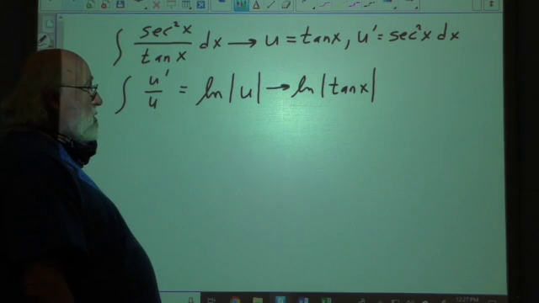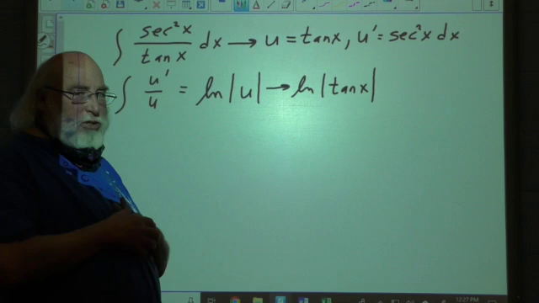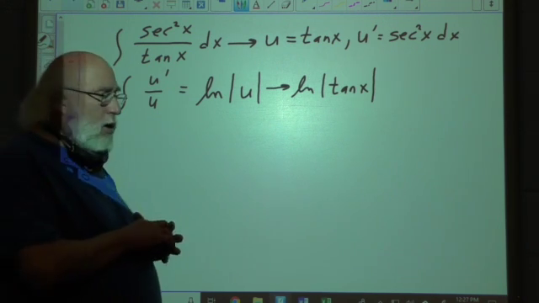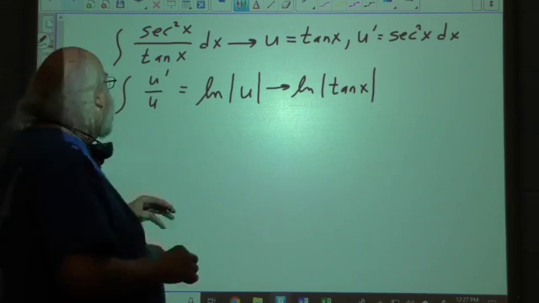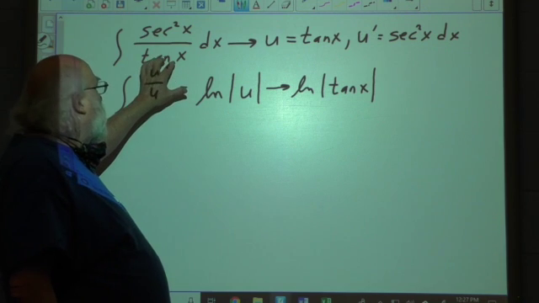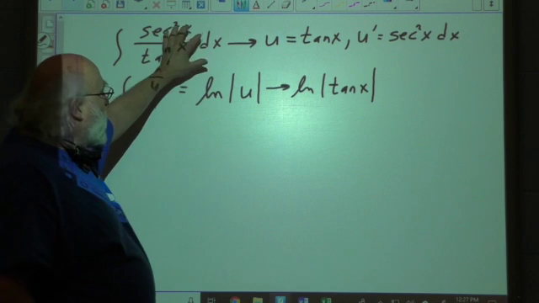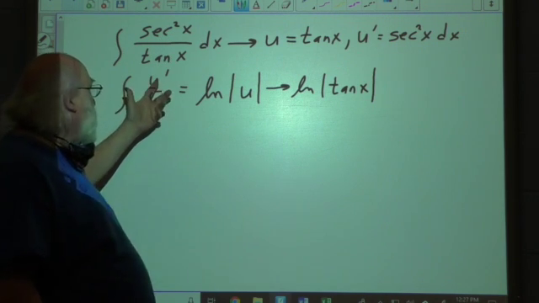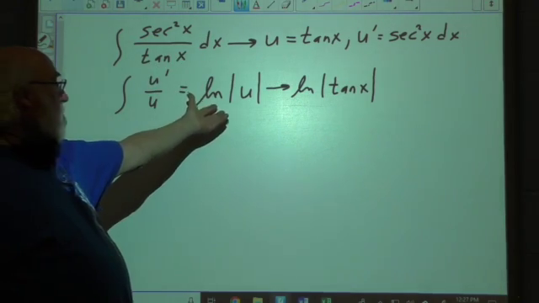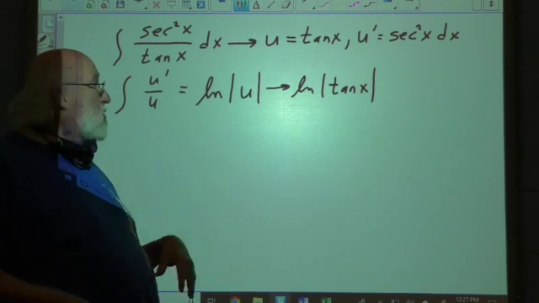This looks a little complicated, but it actually is not if you understand, and this is where the tables become really important for the derivation and integration of trig functions. We're going to make u the tangent of x because the derivative of the tangent of x is secant squared x dx. And that makes it really convenient as being u prime over u that you take the derivative of. So it's the natural log of u, and we define u as the tangent of x. Very simple.